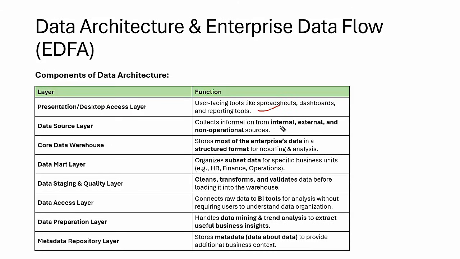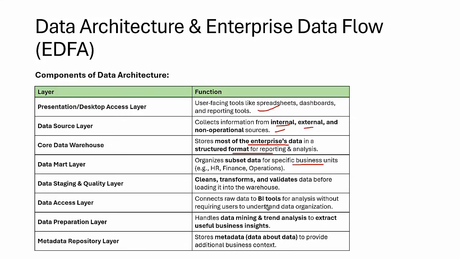You're collecting information from internal, external, and non-operational sources. Then we have a warehouse, a group of databases called a warehouse, where we store data. Sometimes we also have a data mart layer, which organizes subset data for a specific business unit, because based on that, you are able to locate and identify the data. Then you also have a data staging and quality layer. You can clean the data, transform data, and validate data before it loads into the warehouse.